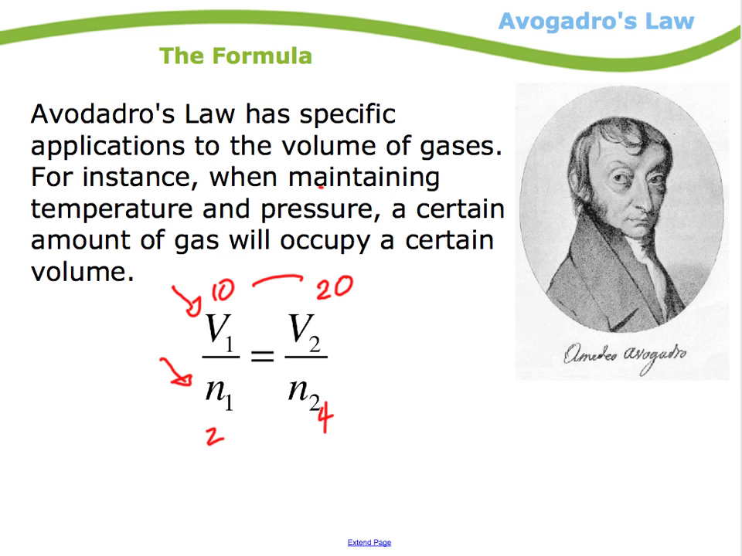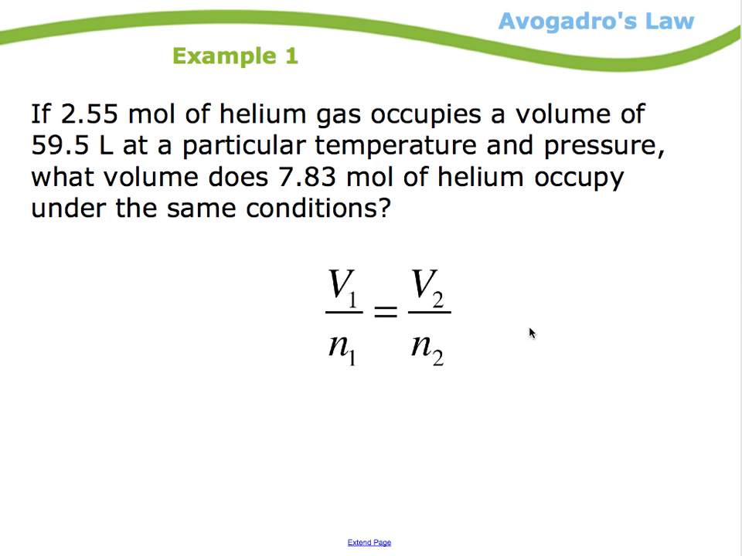Notice that we're maintaining temperature and pressure. So if you keep those the same, then the volume and the number of moles, direct relationship. So this is his law, V1 over N1 equals V2 over N2. So let's try a question with that.